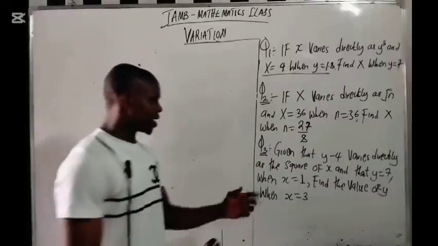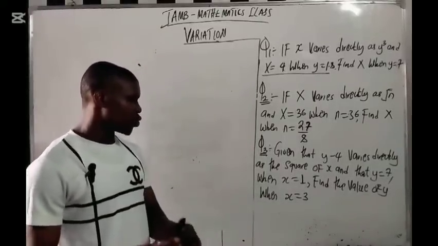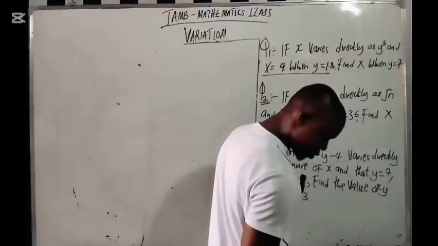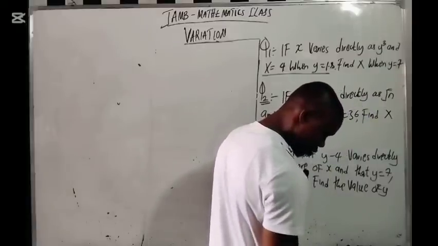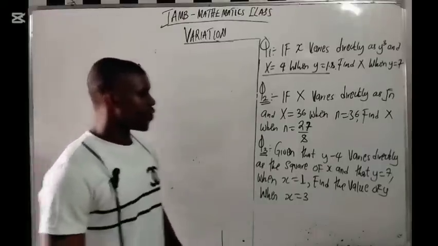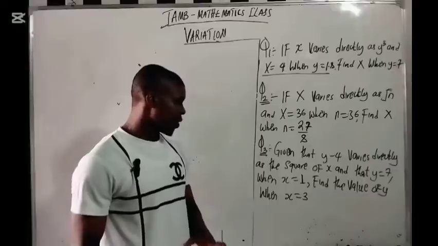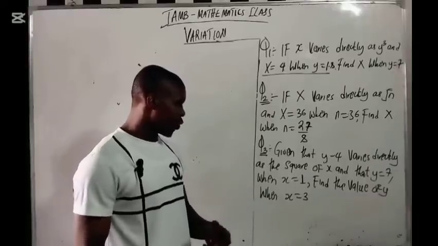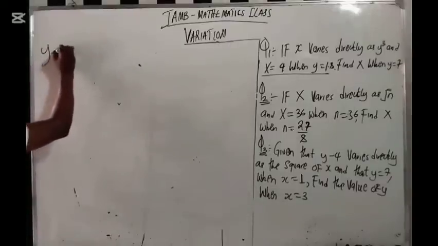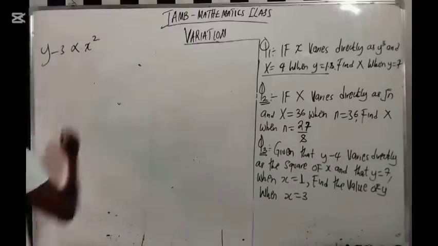So let's move to Question 3 here. Given that y minus 4 varies directly as the square of x, and that y equals 7 when x equals 1. Find the value of y when x equals 3. So how do we solve it here? y minus 4 varies directly with the square of x. So you have a square, right?